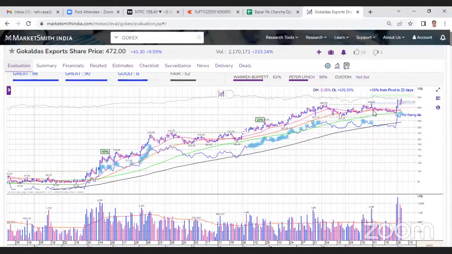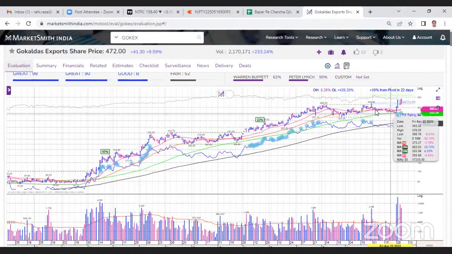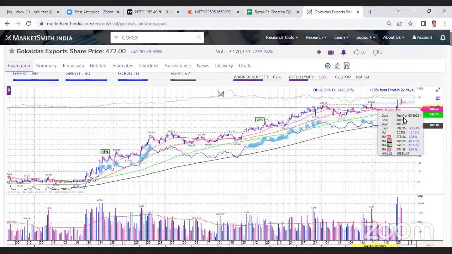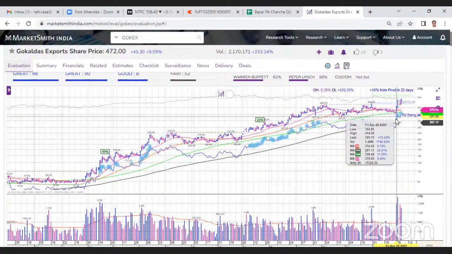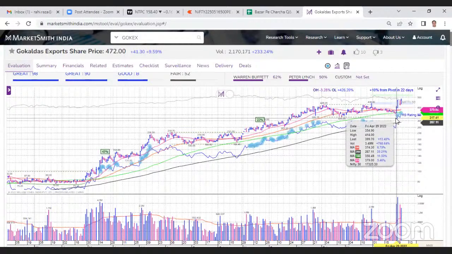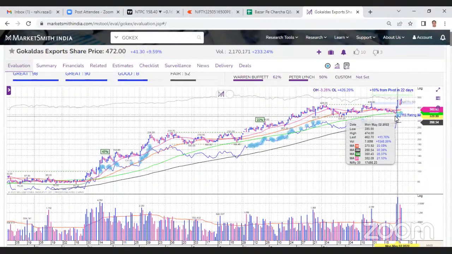Then we saw that it was trying to deteriorate, but when the earnings came on 29th of April, the entire scenario changed. We have seen a higher high and higher low price structure formation on 29th April and 2nd of May, where the stock gained 13% intraday on a single day when the earnings came, and then the next day it gained around 15% again.